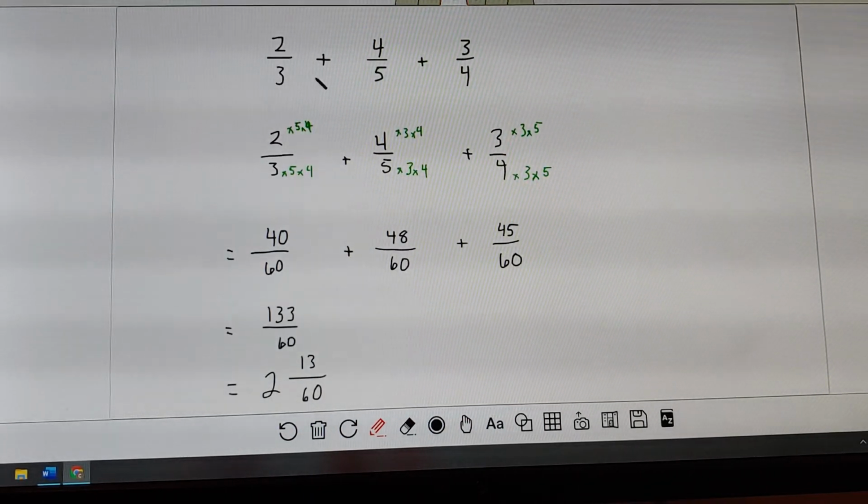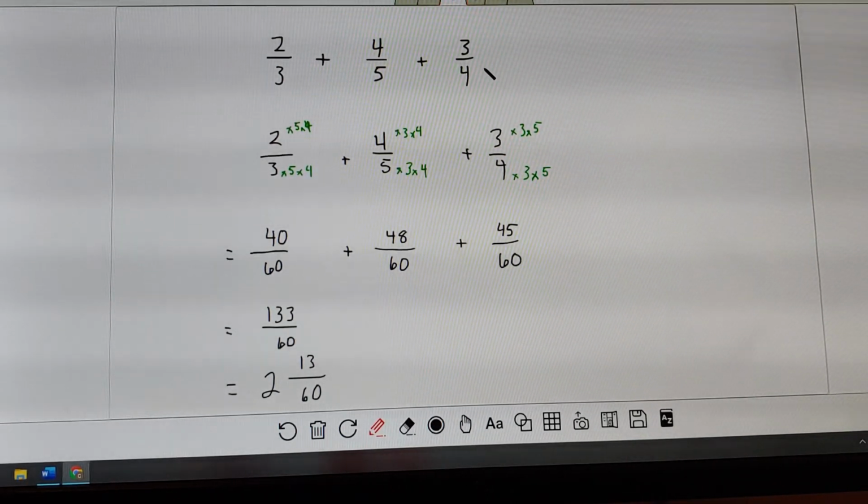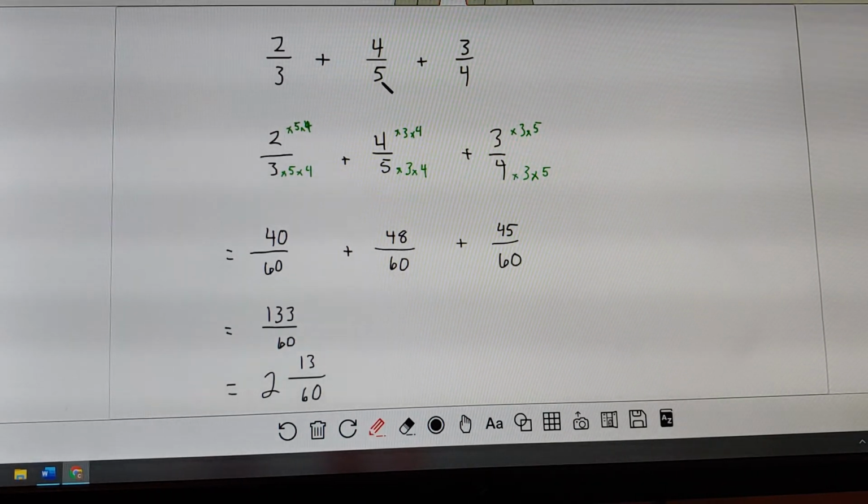Next example. They have 2/3 plus 4/5 plus 3/4. So obviously, first step, find common denominators. So I'm looking at my denominators: 3, 5, and 4.